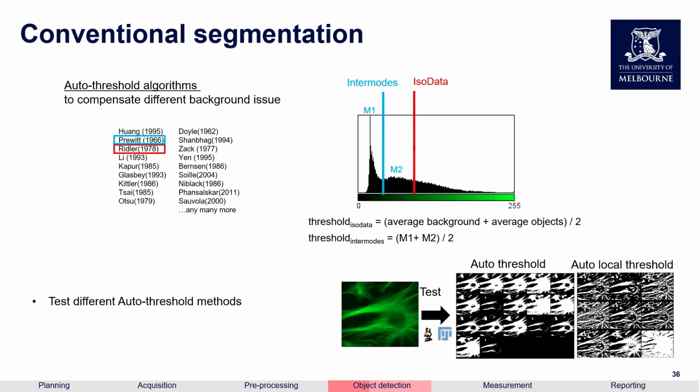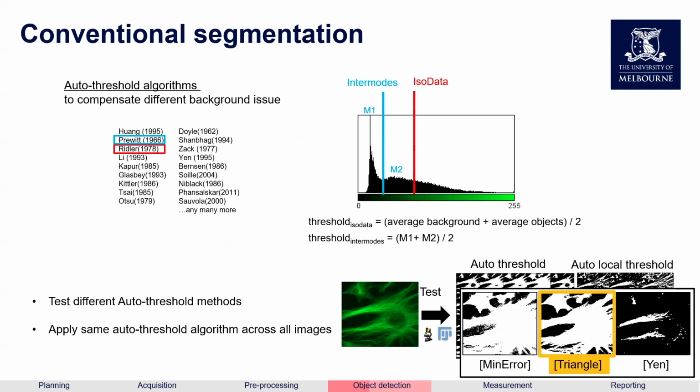So in Fiji, for example, you can test 17 different auto-threshold methods and 9 different auto-local threshold methods in a single step. You can browse through the methods, and once identified, you can apply the same algorithm consistently across all images in the dataset. Which means the actual value applied to each image will be different, but it will be calculated based on the image histogram, using the same type of mathematical algorithm, which is still considered more objective than trying to find the value visually.